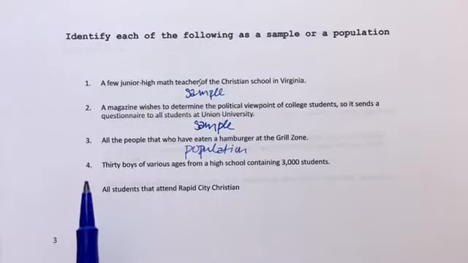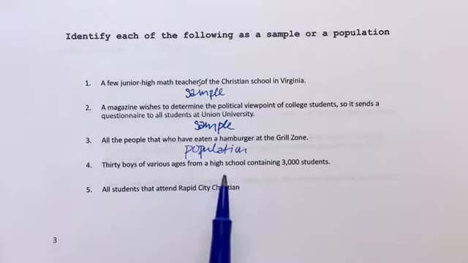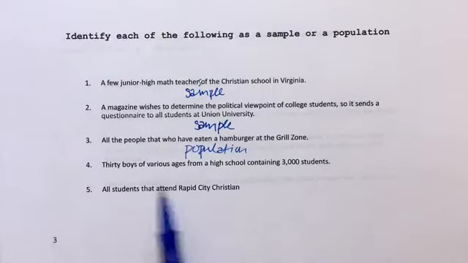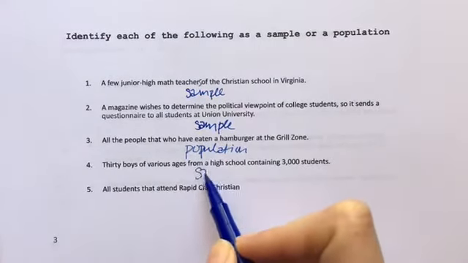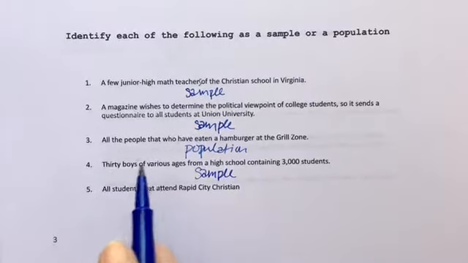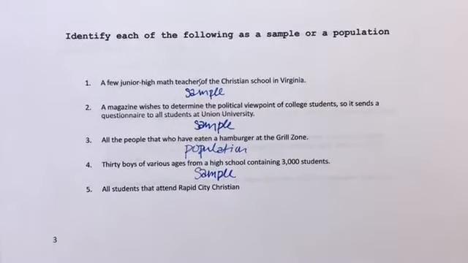Number 4, 30 boys of various ages from a high school containing 3,000 students. So we have a high school that has 3,000 students, and we're going to ask 30 boys of various ages from that high school. Would that be the entire population or simply a sample? That would be a sample, right? The entire population would be all 3,000 students. But we are just asking 30 boys of various ages as a sample. So instead of asking everyone, we can ask a variety of people and use those answers to help us.